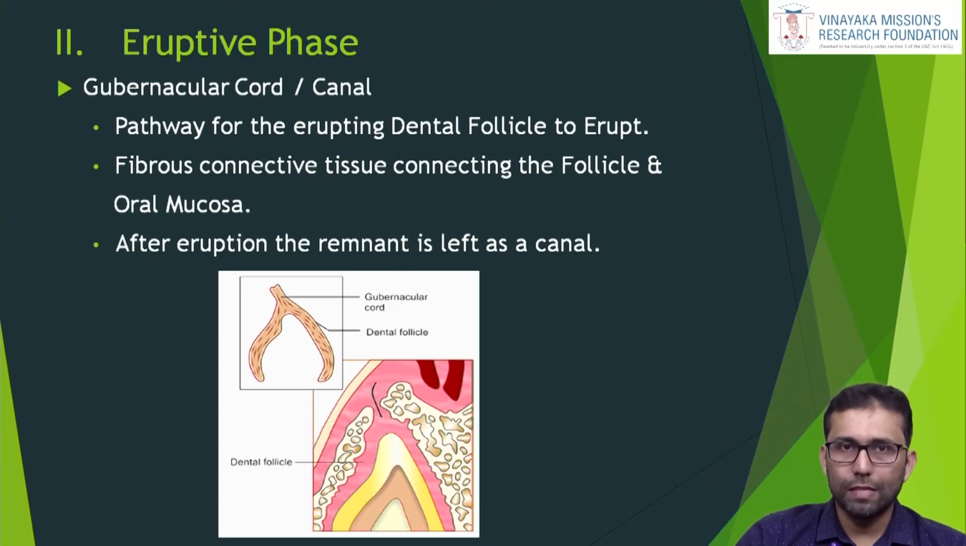and once the tooth has reached the oral cavity or the mucosa, what will happen? The cord will degenerate and it is left as a gubernacular canal in the skeleton or the bone. So you will find that in a patient in whom all the teeth have erupted, you will find a gubernacular canal rather than a gubernacular cord. So that is one point that you need to understand in the eruptive phase.